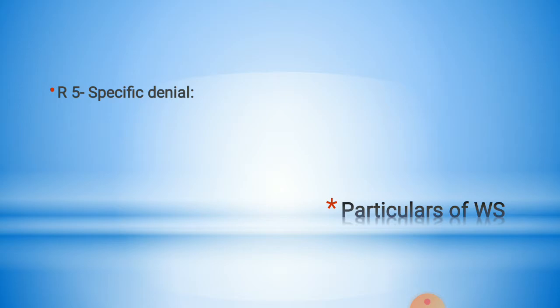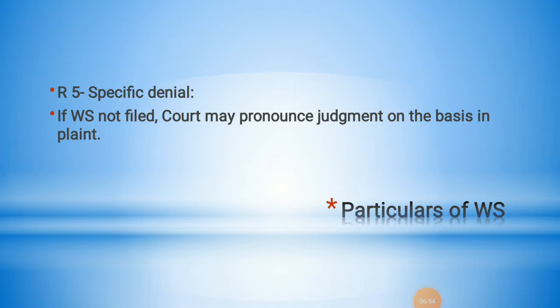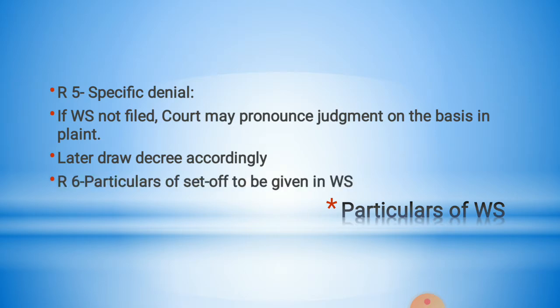Now let us see other particulars. Rule 5 says that every allegation of fact in the plaint, if it is not denied specifically or by necessary implication, shall be taken to be admitted. However, this rule does not apply to persons under disability. Therefore, the defendant will have to deny the facts or the allegations specifically. Rule 5 further says that if the written statement is not filed by the defendant, then the court may pronounce judgment on the basis of the plaint. And if the court has pronounced the judgment on the basis of the plaint, the court will draw up a decree accordingly.